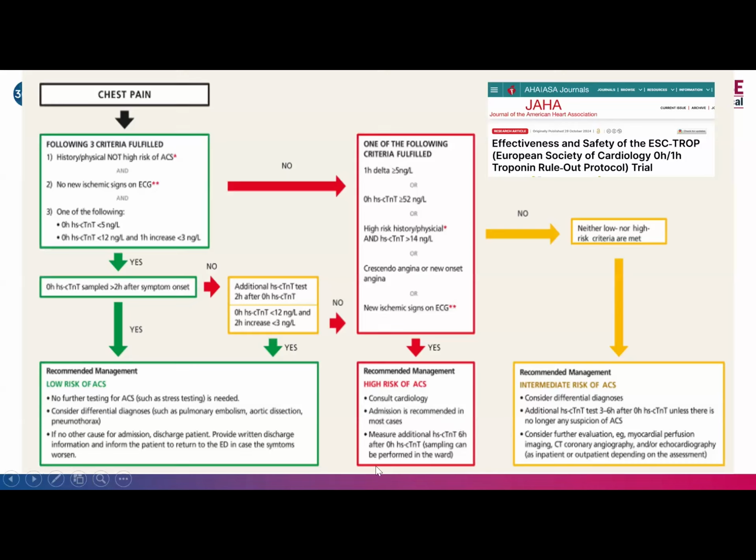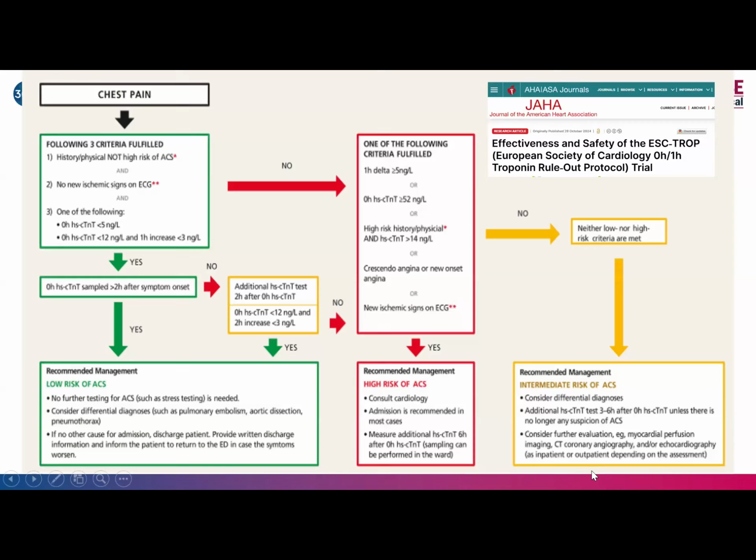When you are suspecting a high risk of ACS, okay. If this criteria is also not fulfilled and it is not low risk, then we classify it as an intermediate criteria. In the intermediate criteria, you consider the differential diagnosis, as we have seen that there are multiple differentials of high troponin levels. Additionally, test the troponin between 3 to 6 hours. That means you check at 0 hour and you check between 3 to 6 hours, unless there is no longer any suspicion of ACS, but it has to be further evaluated with other tests.